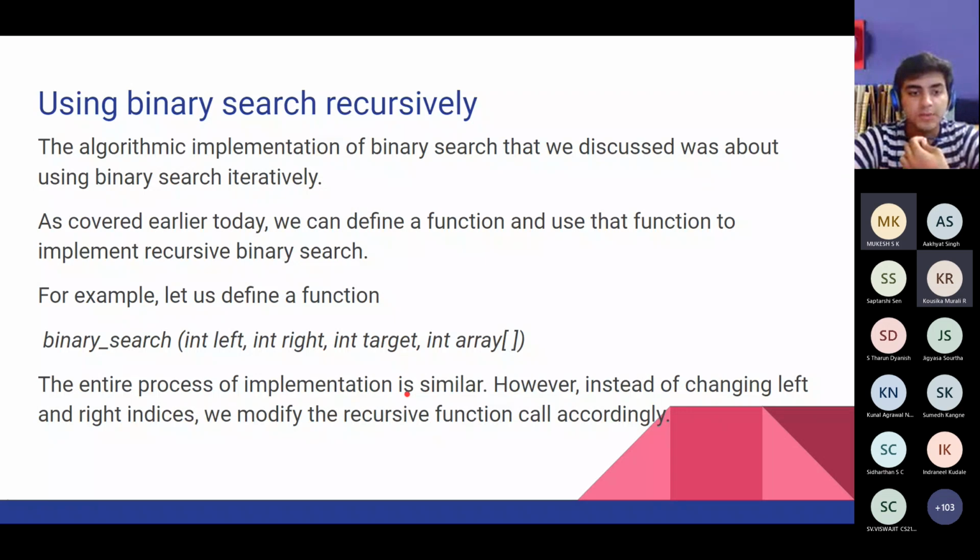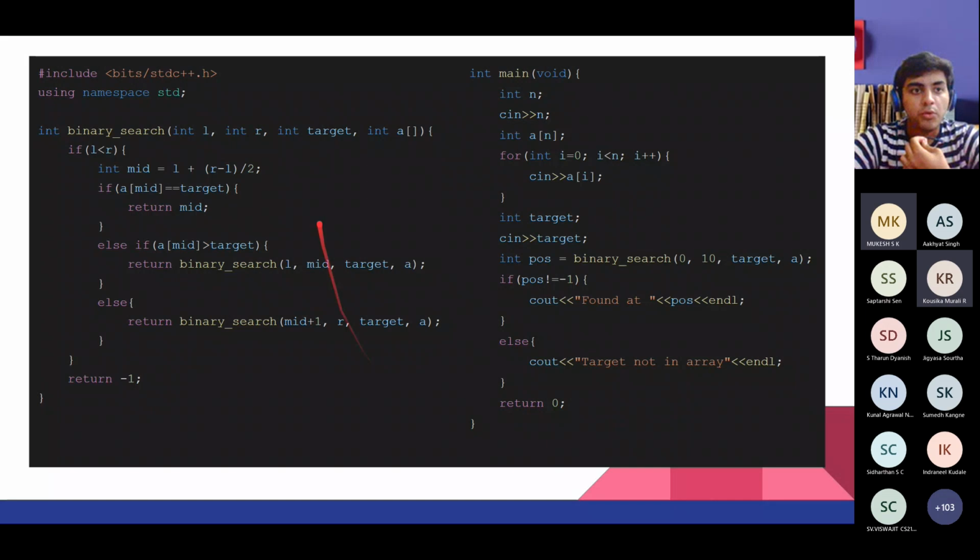However, instead of changing left and right indices, we modify the recursive function call accordingly. So suppose we have this binary search function, int left, int right, int target, and int array. If left is less than the right pointer, then the middle value will be calculated as demonstrated earlier. If it's equal to target, we'll just return this index. Otherwise, if it's greater than the target, then we'll modify the right index as L, mid, and target.